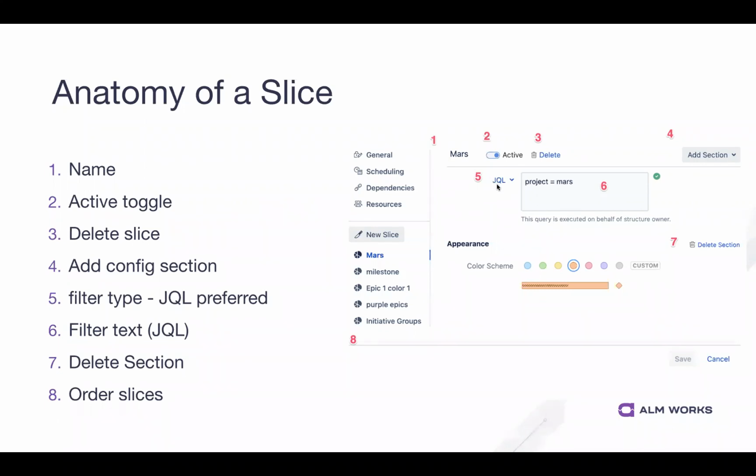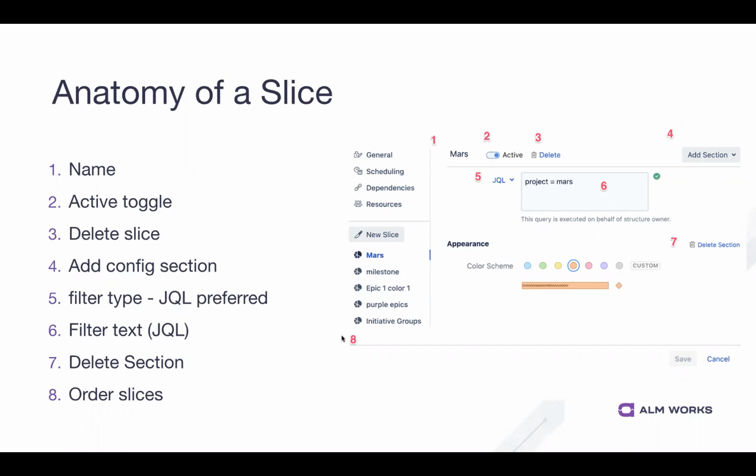I definitely prefer JQL just because there's a lot more functionality there. Even if you're only doing something as simple as type equals epic, it's nice to do it in JQL because later you can add something like and status equals, or and fixed version equals, or whatever other things. This is just going to give you the most flexibility. And of course, we have that little check mark there that's going to double check your JQL and make sure that everything's good.